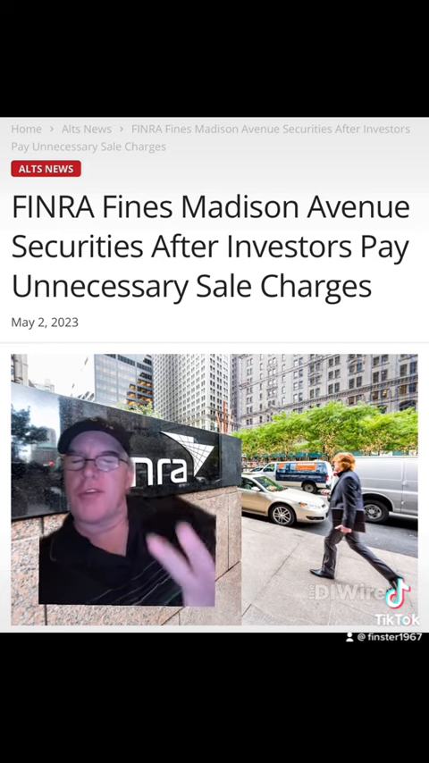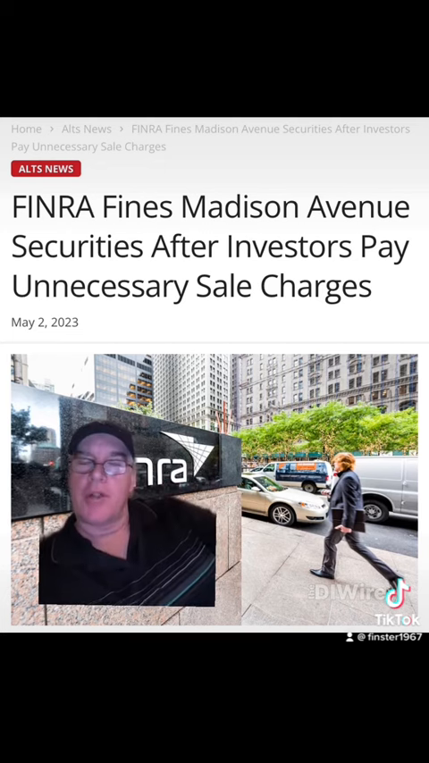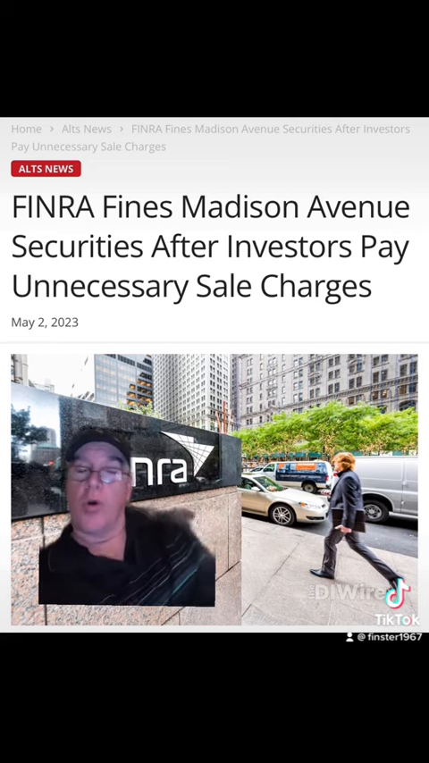It's only for A shares, because B shares you pay on the way out, and C shares you pay a level load. But Class A shares, they're front-end loads, so they're going to pay a sales charge when you go in, and the more you put in, you hit breakpoints, and you pay less on the whole investment.